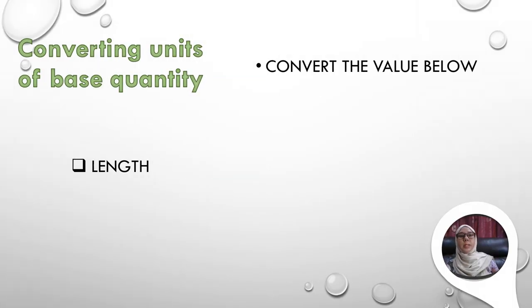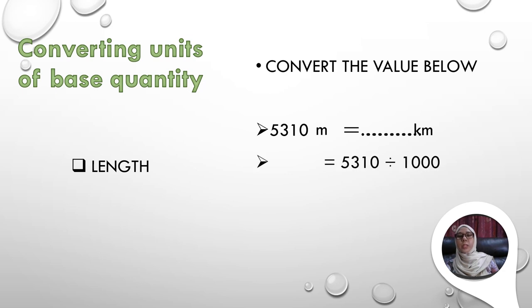Let's see this example. If you have 5310 meter, you want to convert into kilometer. Then what you must do is you divide by the value of kilo, which is 1000. Then you get your answer.